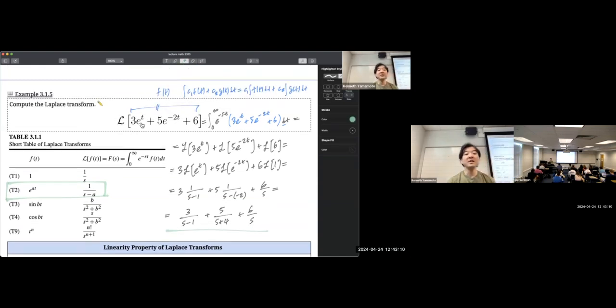So this is just an integral of e to the negative st multiplied to all of this. But you could split this into 3 separate integrals, right?